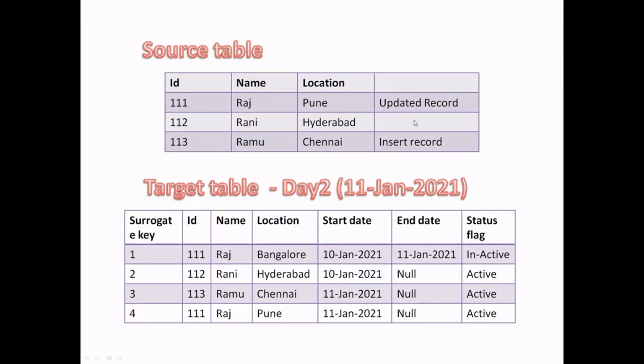The 112 record is as it is. There is no change in it. Now a new record got inserted called 113, Ramu, with the location Chennai. So it's a new record, an insert record. Now these two changes should be entered into our target table.